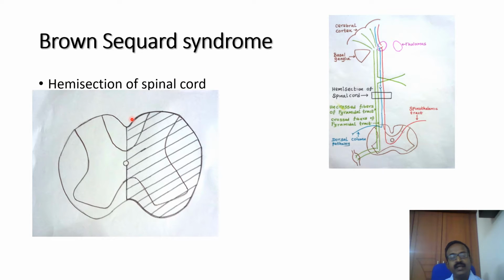During an injury or accident, suppose only one side of the spinal cord is affected. That is called hemisection of the spinal cord, and it will produce Brown-Séquard syndrome. Here are the tracts: this is the spinothalamic tract, the blue color is the dorsal column pathway, and this is the pyramidal tract. Here is the lesion, hemisection of the spinal cord.